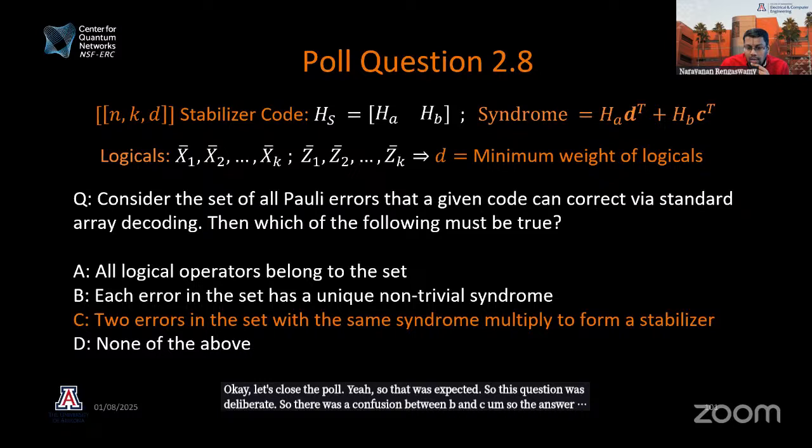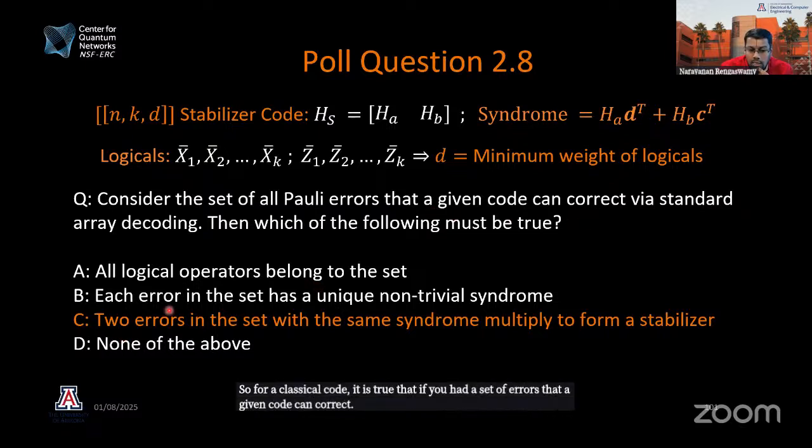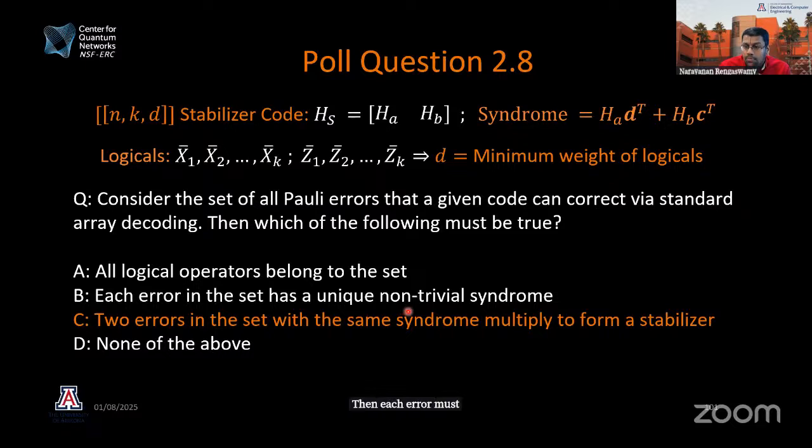For a classical code, it is true that if you had a set of errors that a given code can correct, then each error must have a unique syndrome, right? That's also almost by definition. However, quantum codes are more interesting because there can be two errors that are both correctable and belong to the set, and they could have the same syndrome. And when would that happen? If both of them differ by a stabilizer.